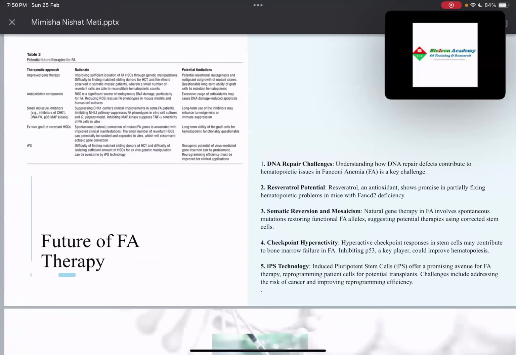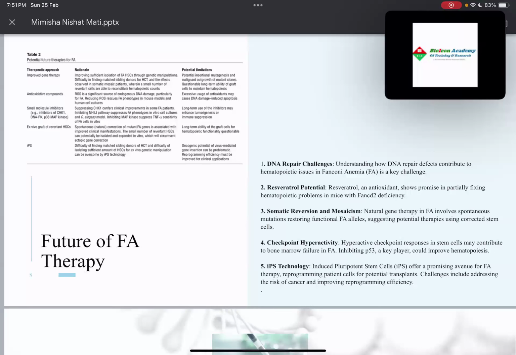So in this slide, we are going to learn about the prospective future therapy of Fanconi anemia. DNA repair challenges: understanding how DNA repair defects contribute to hematopoietic issues in Fanconi anemia is a key challenge. So what are hematopoietic issues? What is hematopoiesis? It is the formation of blood cellular components, occurring during embryonic development and throughout adulthood, to produce and replenish the blood system. Studying hematopoiesis can help scientists and clinicians better understand the processes behind blood disorders and cancers.